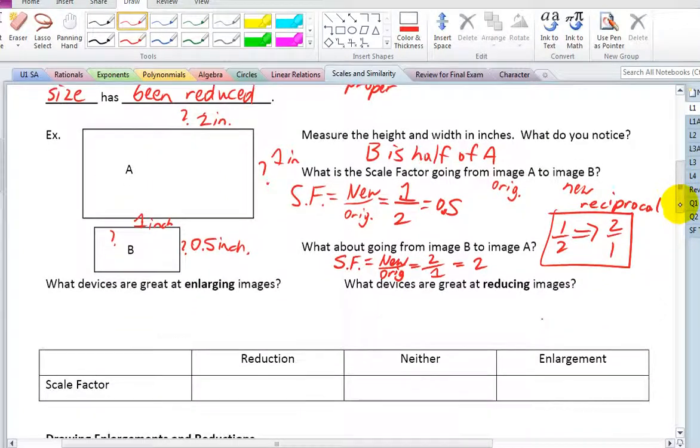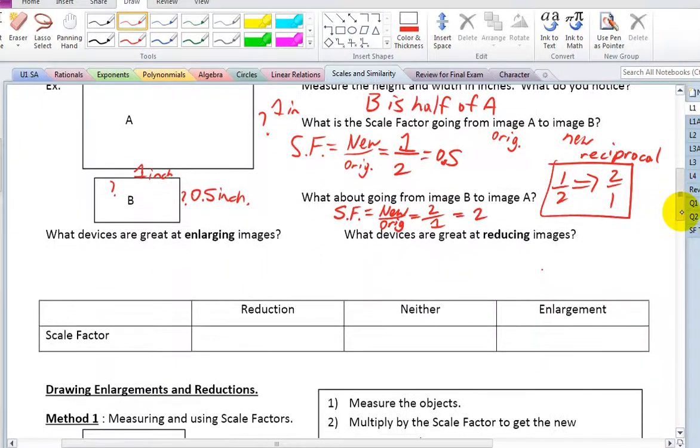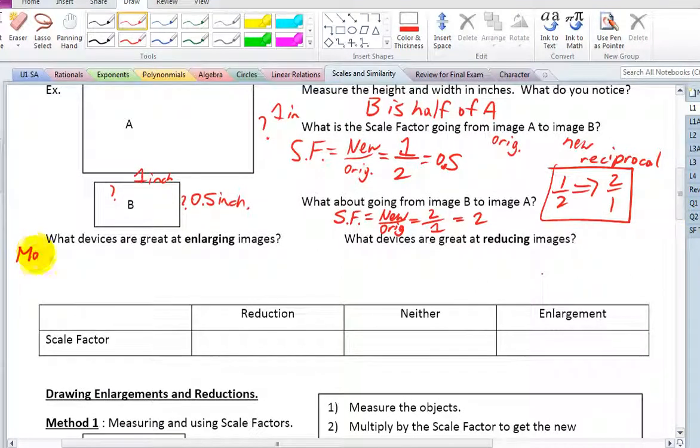What are some image devices that are great at enlarging images? Taking something that's really small, making it larger. Magnifying glass. Telescope. Slow down a bit. What else? I think the sailors look through a telescope. It's the same type of thing. Binoculars. Yeah, binoculars. What else? Camera. That's a good one.